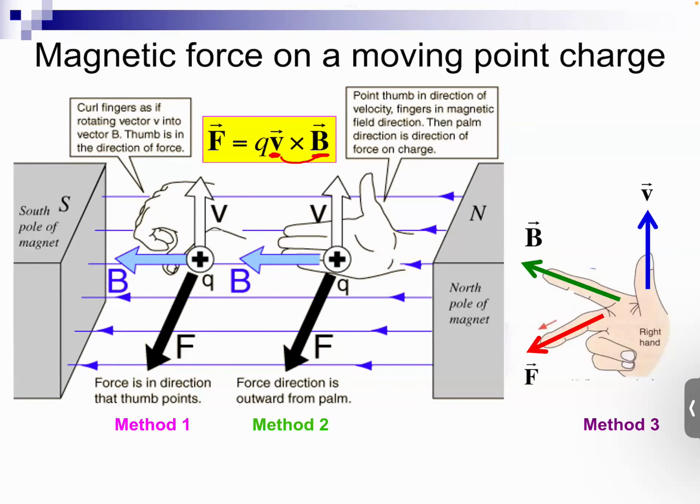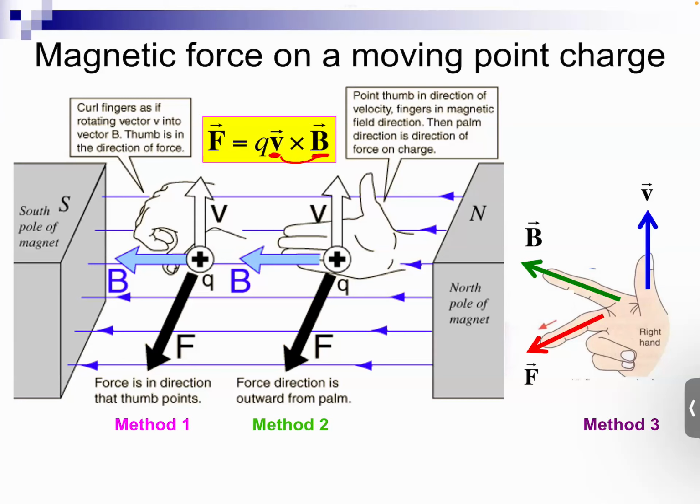In the second method, which I call the slap method, the thumb points in the direction of the first vector, the velocity vector. Four fingers point in the direction of the magnetic field vector, which is the second vector in your cross product equation, and you slap your hand in the direction of the force. All consistent.